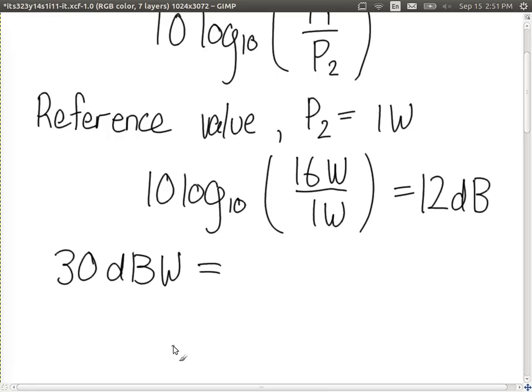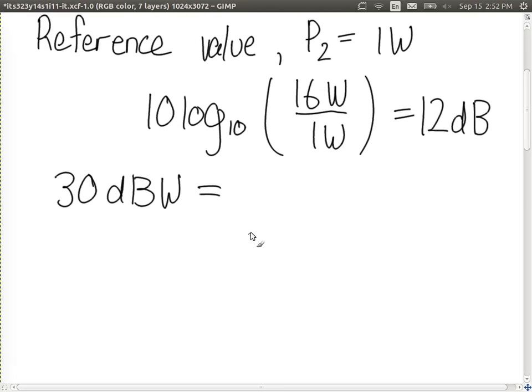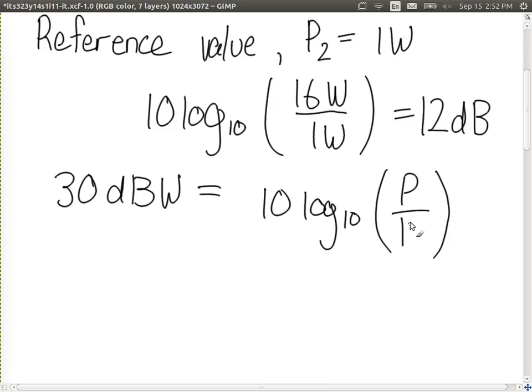Let's calculate. Remember our general equation, 10 log base 10 of P1 divided by P2. When we write dBW, we know that P2 is 1 watt. So we know that the equation would be 10 log base 10 of some power level, P, the one we're looking for, divided by 1 watt. That's what the W here means, that the denominator in the ratio is 1 watt. So now we just need to solve for P.